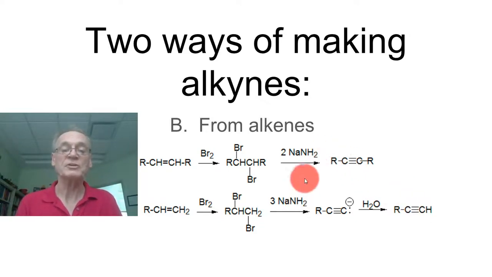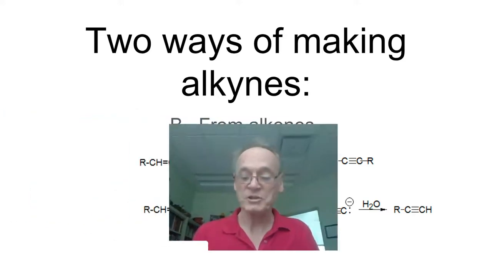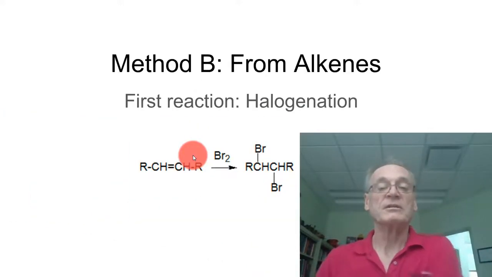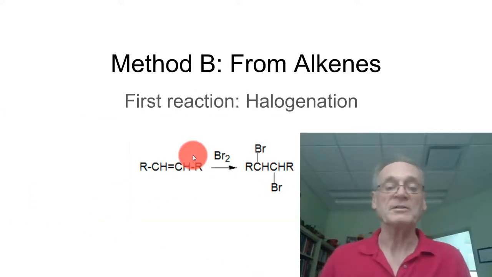So these are essentially two slightly different variations on the same reaction. One if the double bond is in the middle of a chain, one is if the double bond is at the end of a chain. Let's consider this set of reactions in sequence.